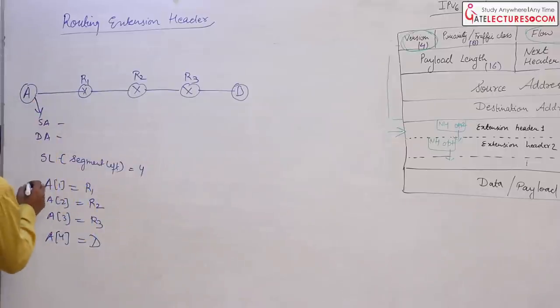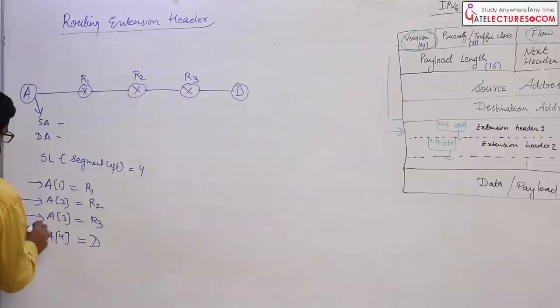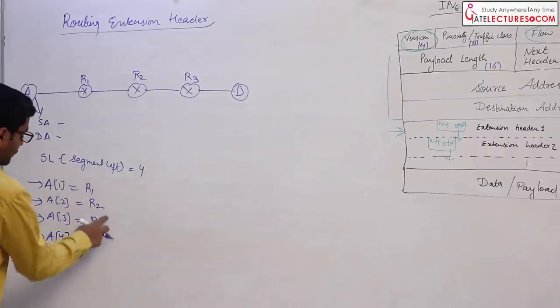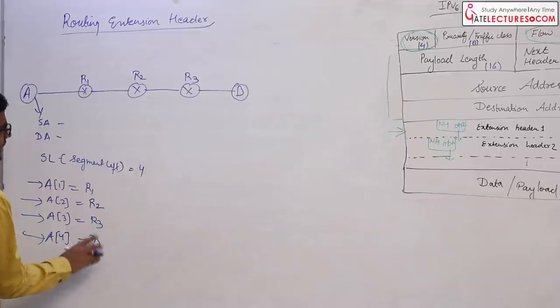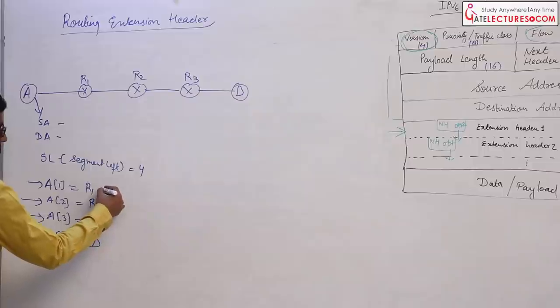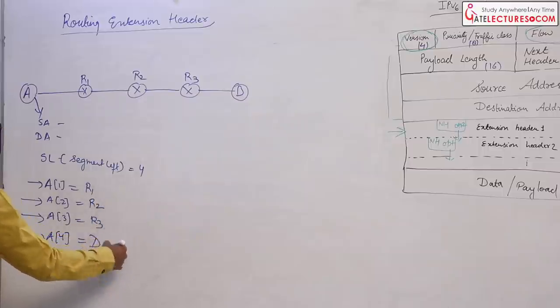Fine. Then it provides all the addresses it wants to come across. So address 1 is R1, address 2 is R2, address 3 is R3, and address 4 is the destination. They have to be in order, so that the packet first visits R1, then R2, then R3, and then it reaches the destination.